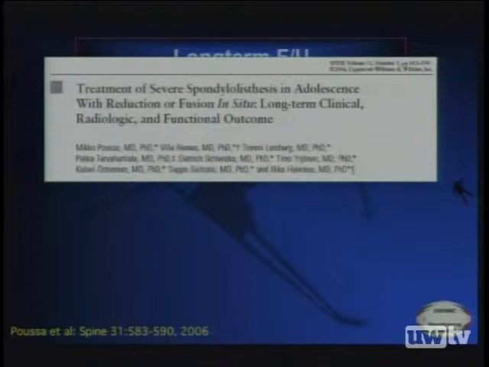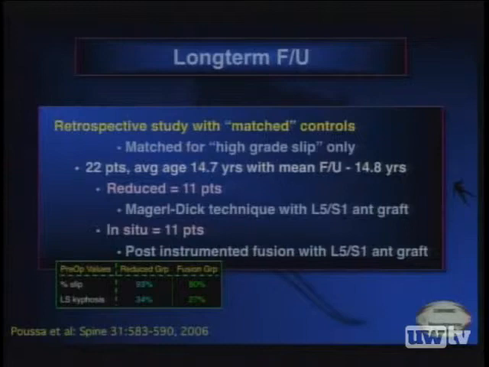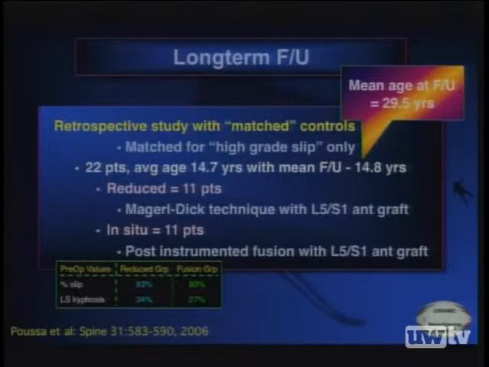These patients were retrospectively matched for high-grade slip only. 22 patients averaged 14.7 years, mean follow-up of 15 years, 11 reduced, 11 not. Now, you can see here that the ones who were reduced started out with a higher degree of slip and a higher lumbar sacral kyphosis. And you can also notice, and I think this is important, that despite 14 or 15 years of follow-up, they're 29 years. They're under 30 at this long-term follow-up. They're still pretty young. At 30 years, you can still compensate for a lot.